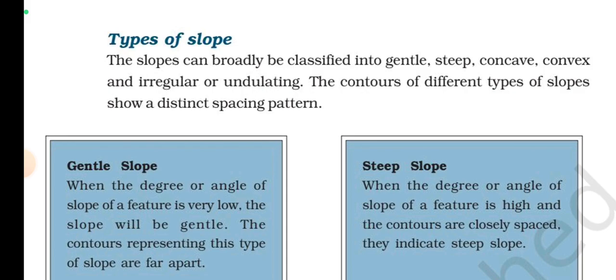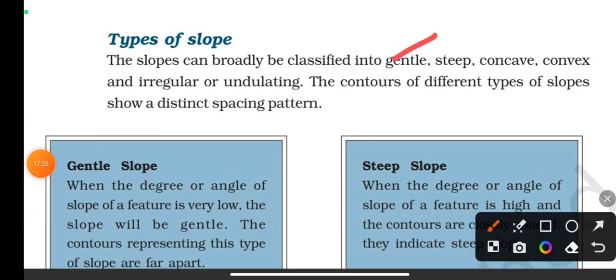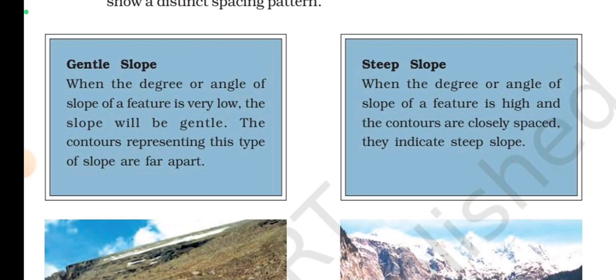So, how many slopes are there? Five slopes are there: gentle, steep, concave, convex, irregular or undulating. The contours of different types of slopes show a distinct spacing pattern. Now see, gentle slope.